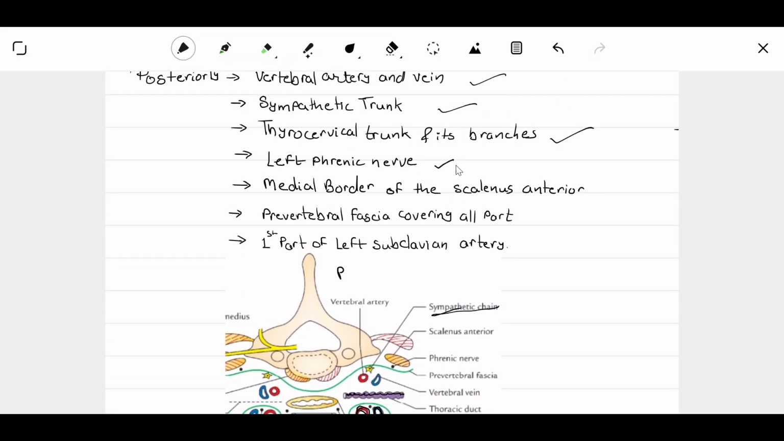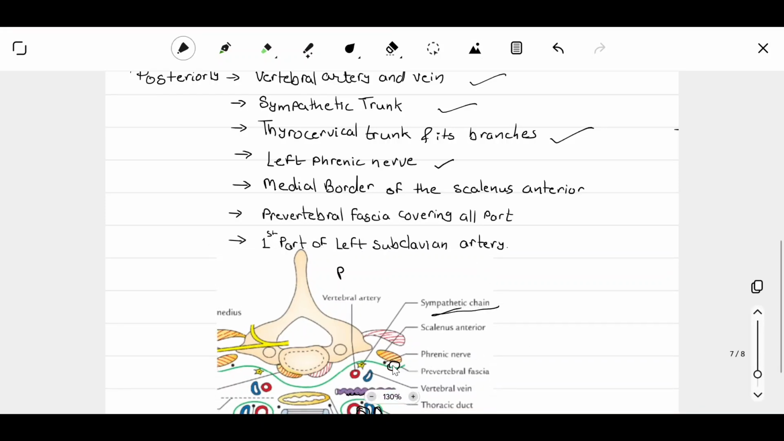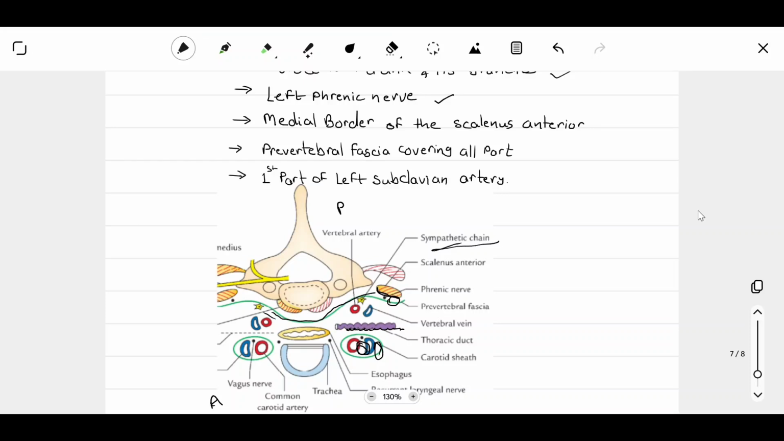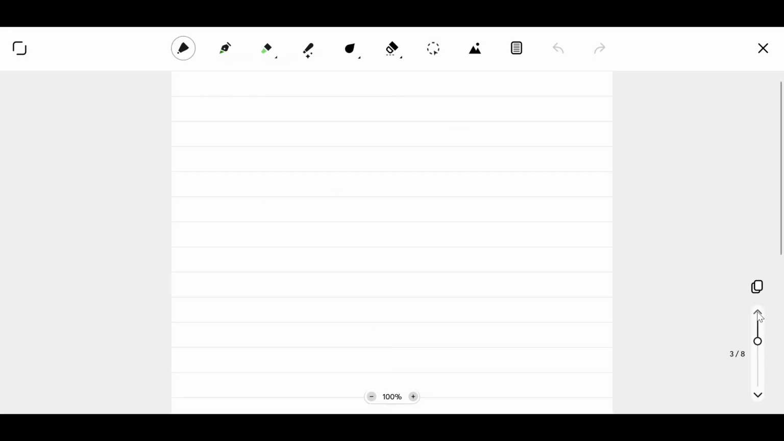I have left phrenic nerve. This is the left phrenic nerve in the black dot. Medial border of scalenus anterior. This is the medial border of scalenus anterior muscle. Prevertebral fascia, this is our prevertebral fascia, green color prevertebral fascia, and first part of left subclavian artery. Left subclavian artery also not shown in this diagram. So you can just visualize this diagram in exam and can easily write the relations of thoracic duct.